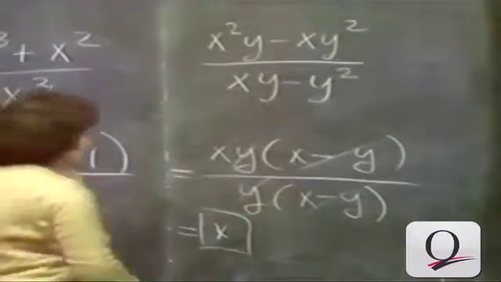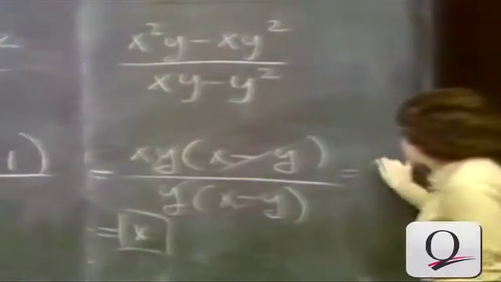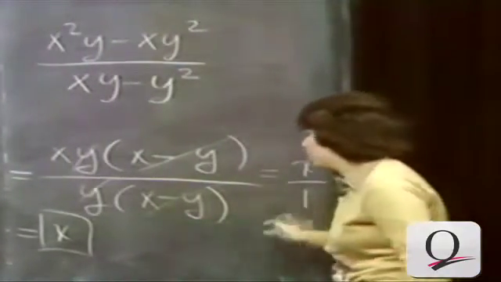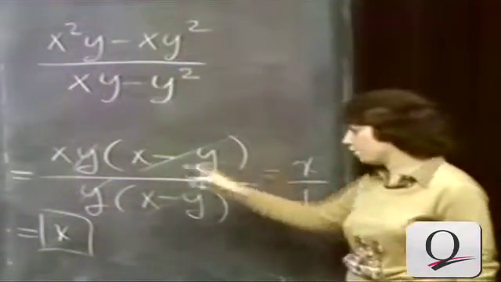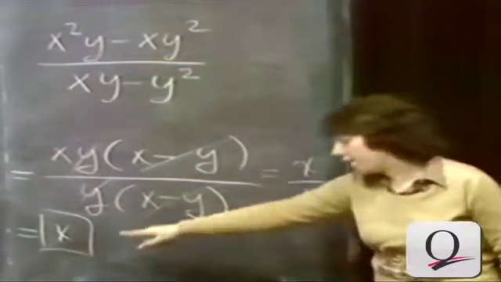The y's cancel, the x minus y's cancel. This is x over 1, which is just equal to x. Remember, it's not x over 0. It is x over 1, and that is just x.